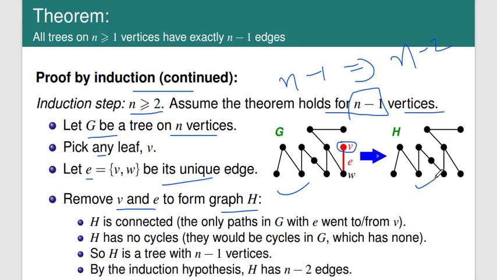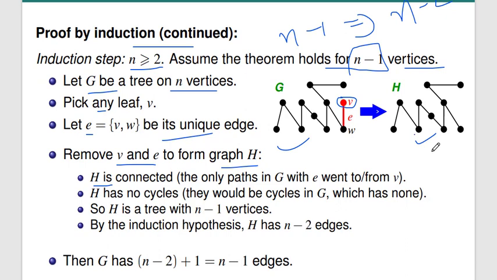Now we have to find out that this H is a tree and has n minus 1 vertices. Let's say H is connected. Yes, this is connected. H has no cycle. We can see that there is no cycle. If there were a cycle, then G would also have a cycle, and then it could not be a tree. We first assumed that G is a tree, so it has no cycle and is connected. So now H is a tree with n minus 1 vertices. You can see that.